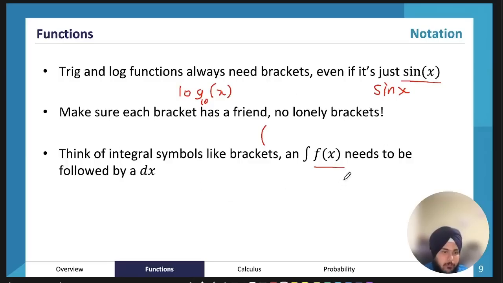So thinking of brackets, it's sort of like the integral symbol. If we have the integral symbol, we need to follow it by a dx. That's another thing that we'll come back to in the calculus section. But notation, as you can see, is super, super important in terms of getting the full marks that you possibly can.